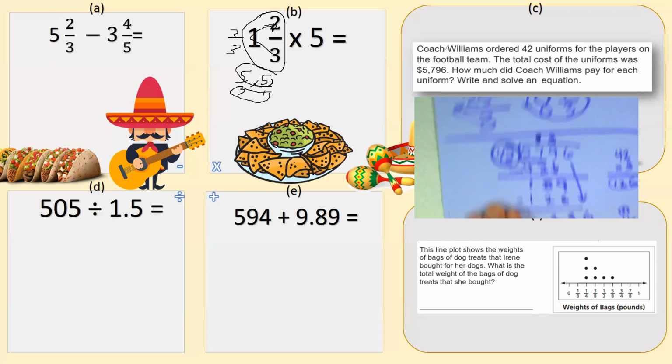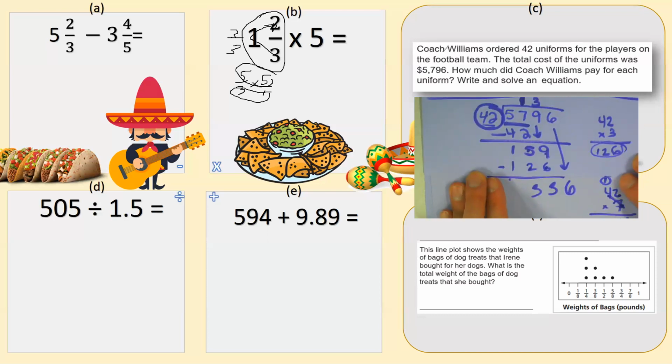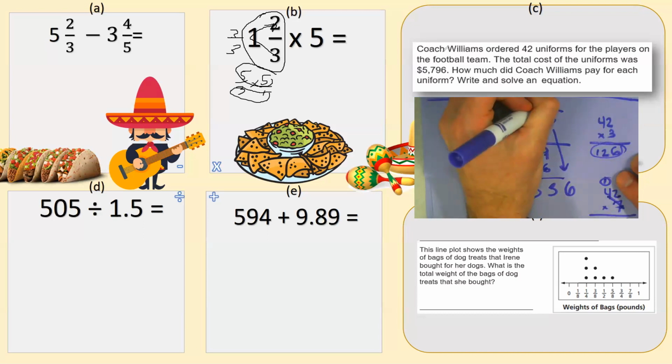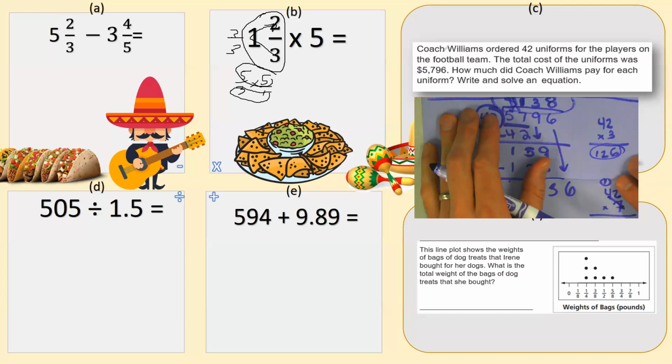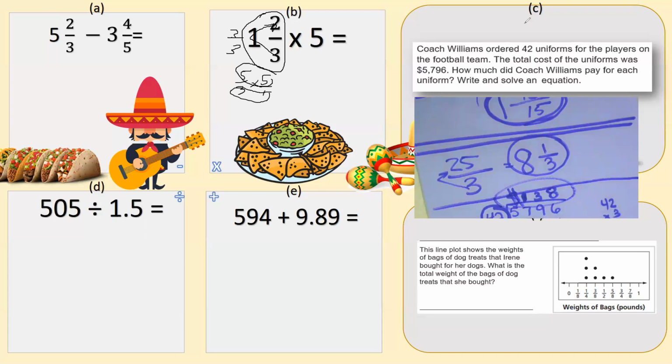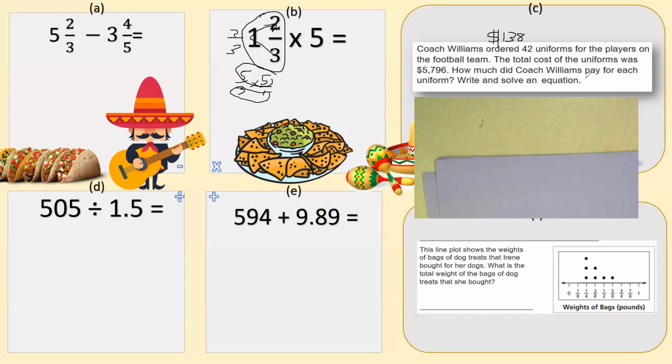So how many 42s can we take from 336? 8. Is there anything left over? Nope, it hit perfectly. So the answer is exactly $138. $138. That was a hard question, wasn't it? Double-digit division. Yuck. Get rid of all that mess. All right.